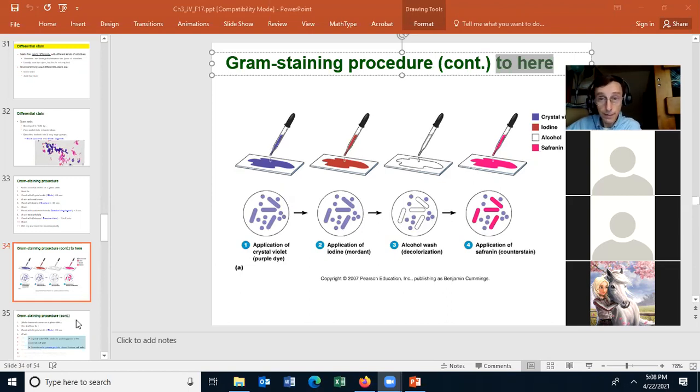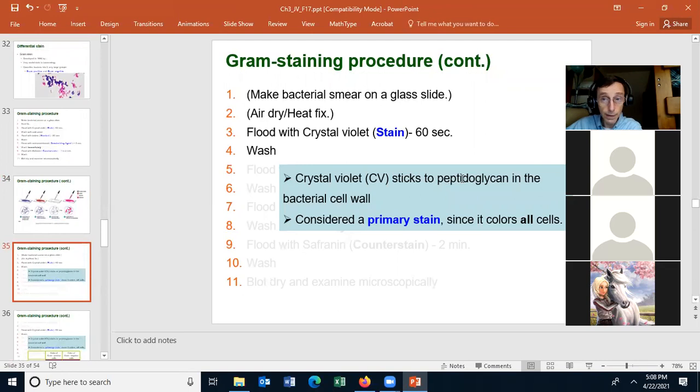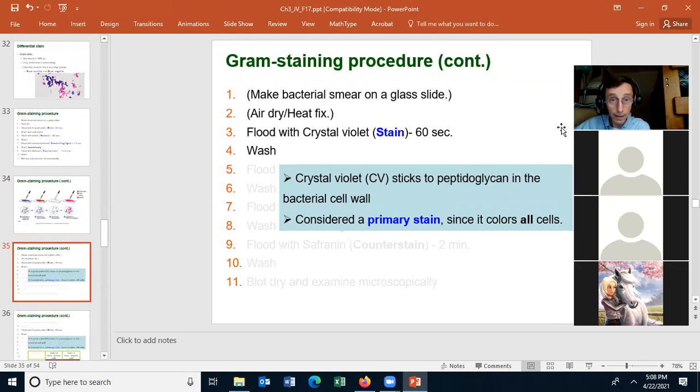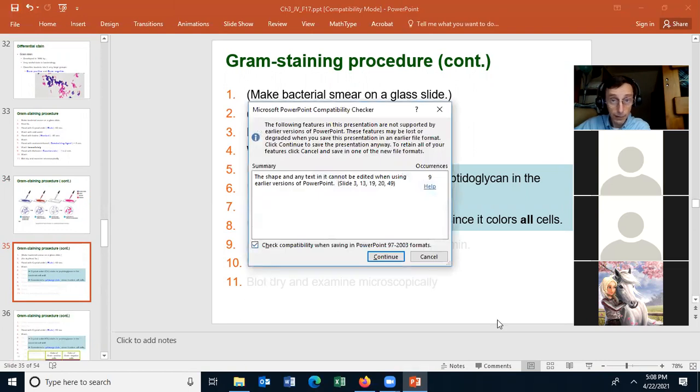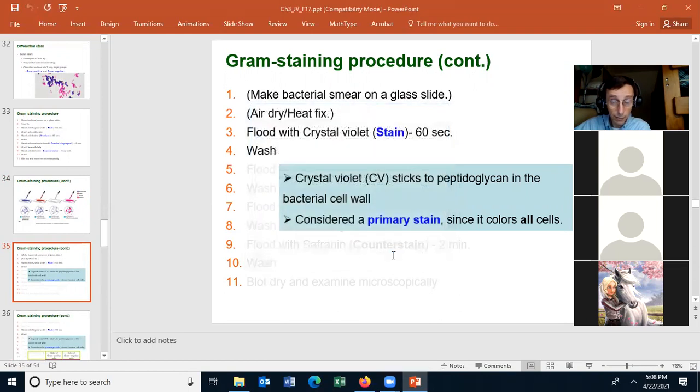All right, if no questions, let's move on. We're now going to talk about the gram stain in intimate detail. So obviously you first make a bacterial smear on a glass slide, putting down the bacteria in a very thin layer. Ideally, you have the cells only one layer thick. You then air dry the slide and heat fix it so the bacteria cells are stuck to the slide.